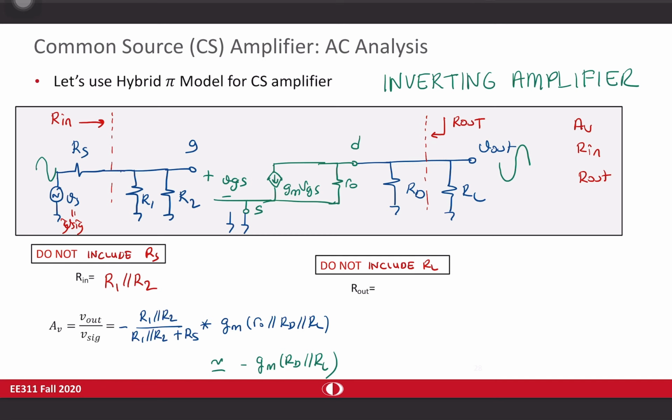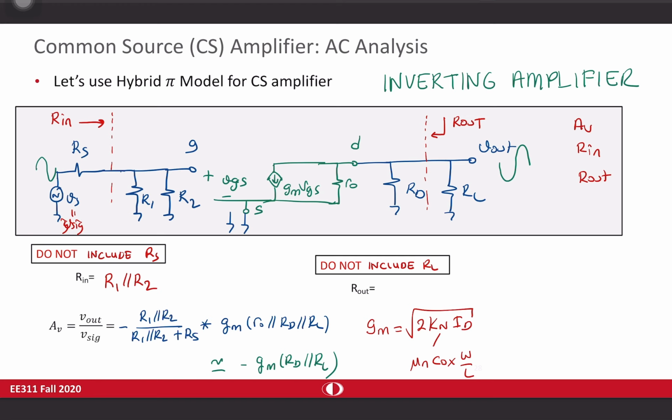Let's work on this thing a bit more. This Gm is in fact given by the expression 2Kn ID. We found it in the previous lecture, and Kn is in fact mu n Cox W over L. So as a designer, if you want to increase the gain, you cannot play with the electron mobility, right? Unless you change the temperature significantly. So this is not a controllable variable. Oxide capacitance per unit area is set by the foundry. You cannot play with the thickness of the oxide in the MOSFET. So it's out of the question.